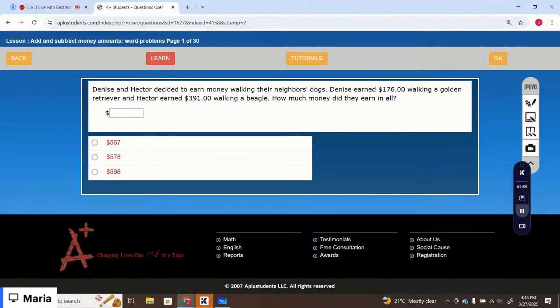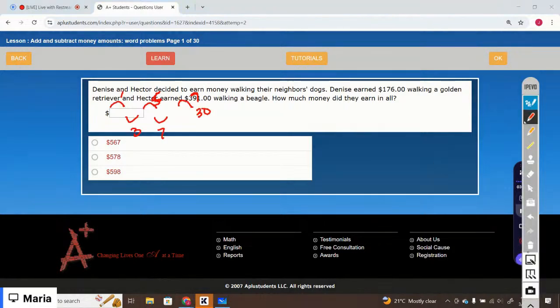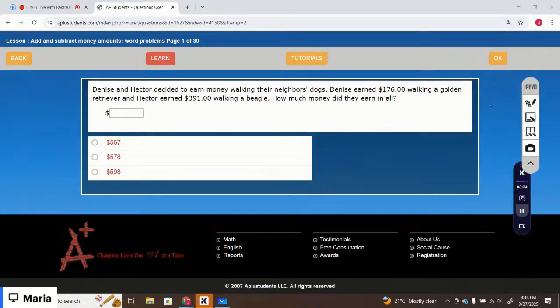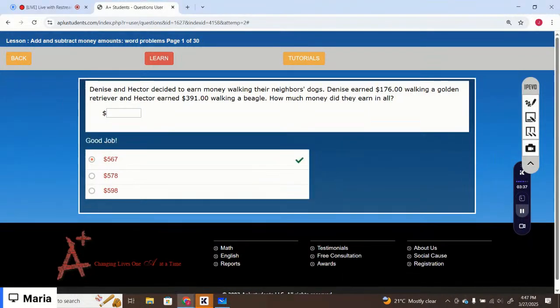Dennis and Hector decided to earn money walking their neighbor's dog. Dennis earned $176 walking a golden retriever and Hector earned $391 walking a beagle. So how much money did they earn in all? So you need to calculate the total money, right? You need to add them. 6 plus 1 is 7, 9 plus 7 is 16, 3, 4, and 5. That is $567. Option number 1 is the correct option. $567, sorry.